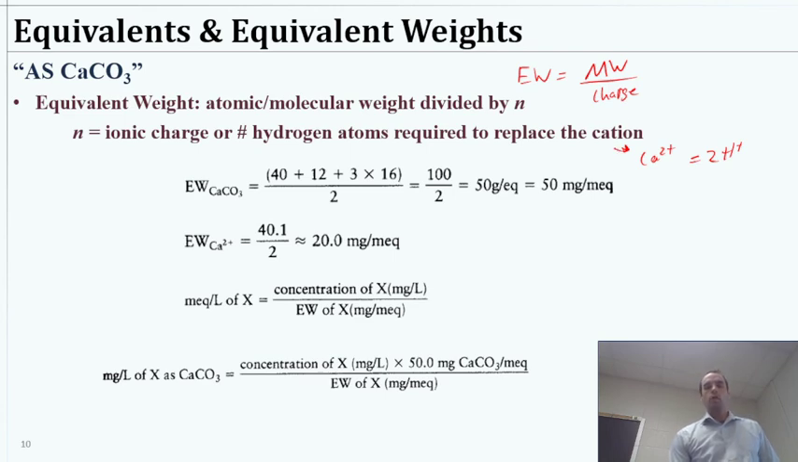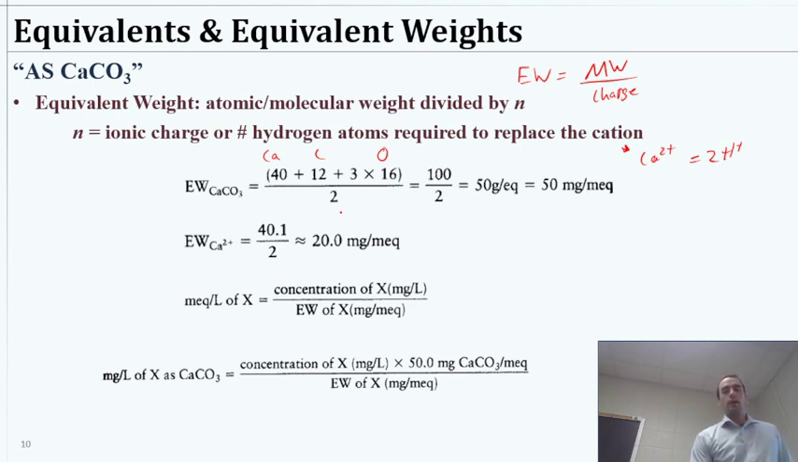Okay, so to describe the equivalent weight of CaCO3, calcium carbonate, we could say that's going to be the molecular weight. Calcium is 40, carbon is 12, and then we have 3 oxygens. We add those together and we get 100. Nice and easy, nice and convenient.